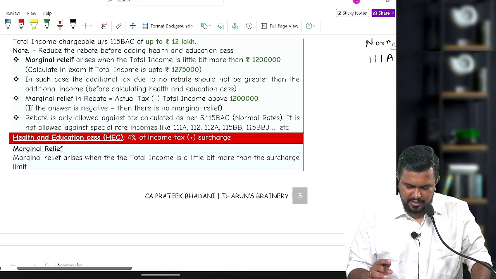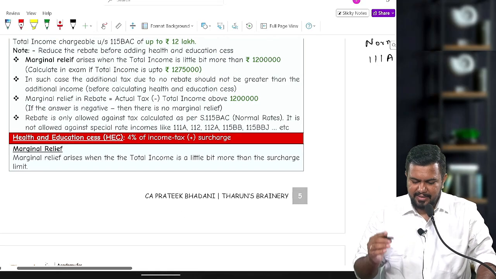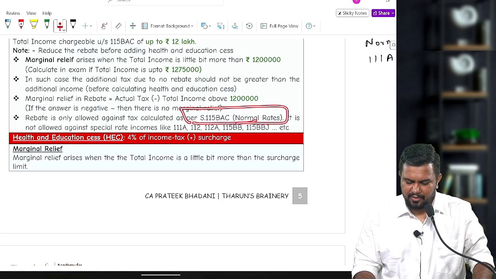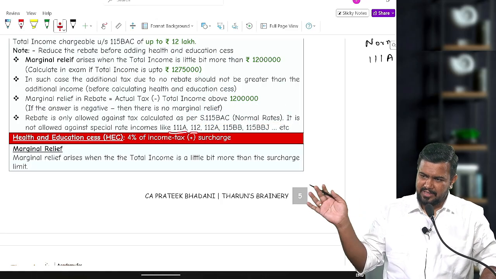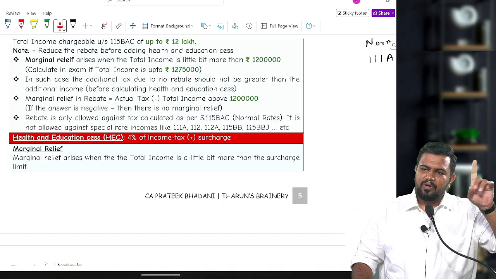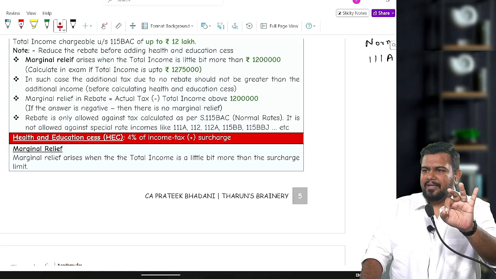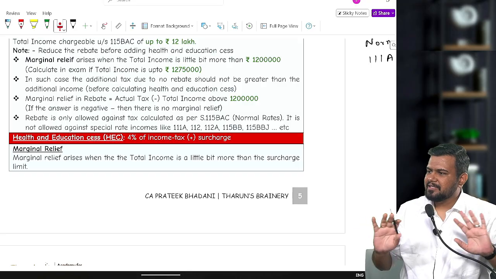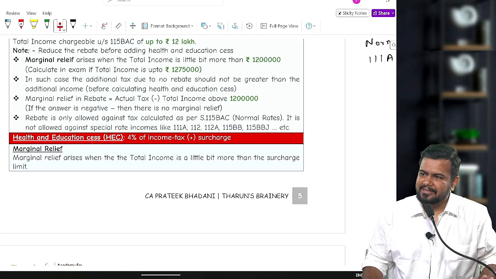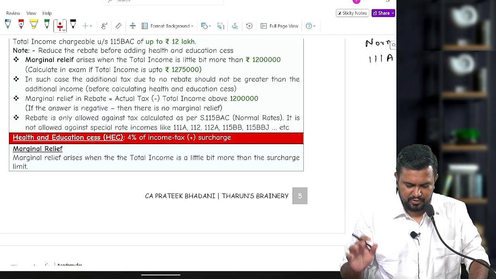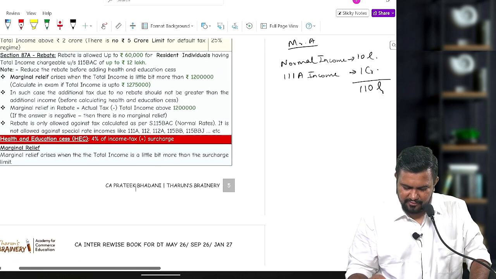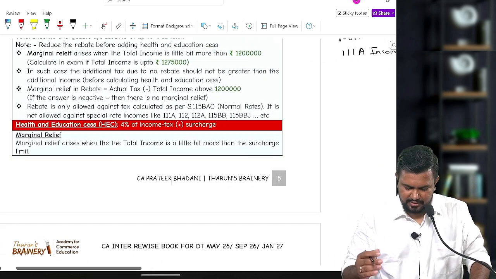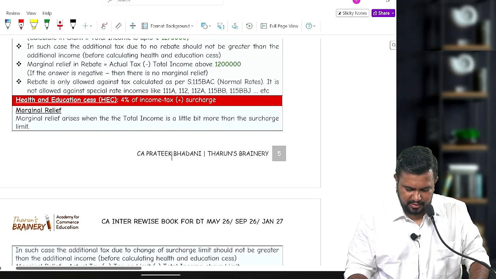So rebate is only allowed against the normal rate income, that is 115 BAC income. It will not be allowed against triple 1A, 112, all the special rates. In old tax, only against 112A income, not allowed. But in new tax, for all the special tax rates, it is not allowed. Only for normal tax rate, it is allowed. Fine. So clear with the difference. We will also work out questions where you are going to find out rebate and marginal relief also. So you will be thorough.